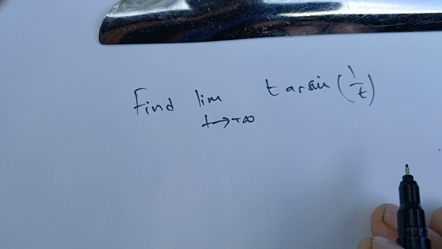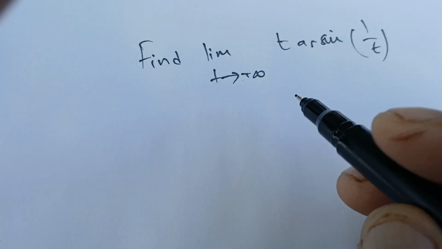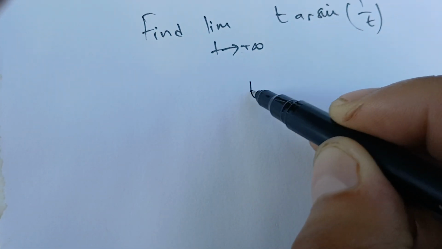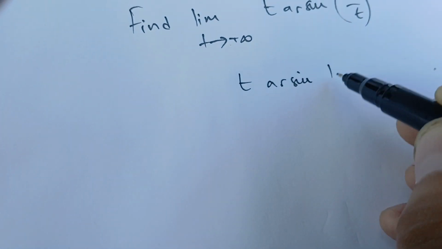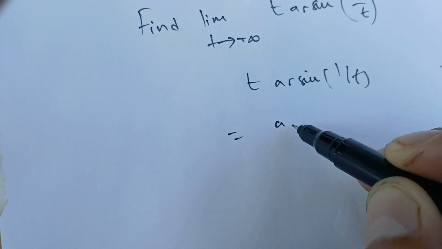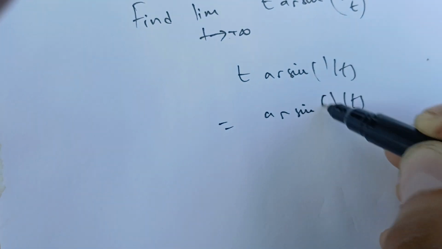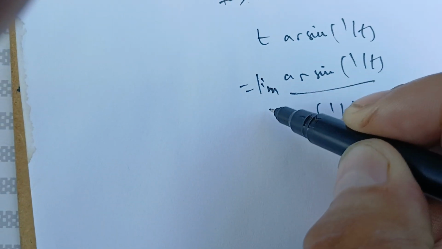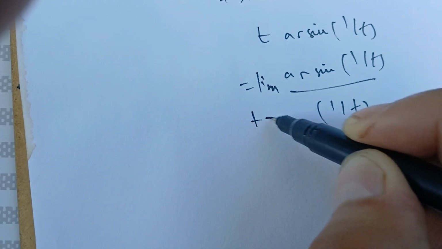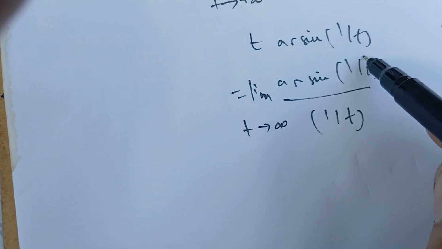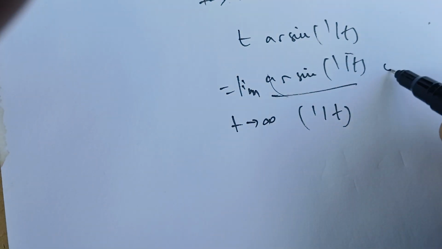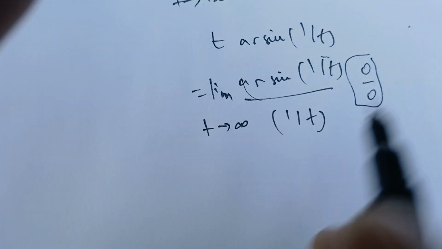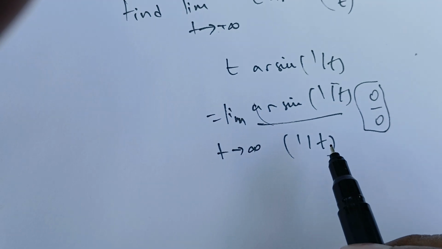Next, we can write this one in a simpler form. We can write t arcsine of 1 over t as arcsine of 1 over t over 1 over t. And we see that the limit as t goes to infinity now gives 0 over 0. So we have this indeterminate form, 0 over 0. So we can use L'Hopital's rule in this case.